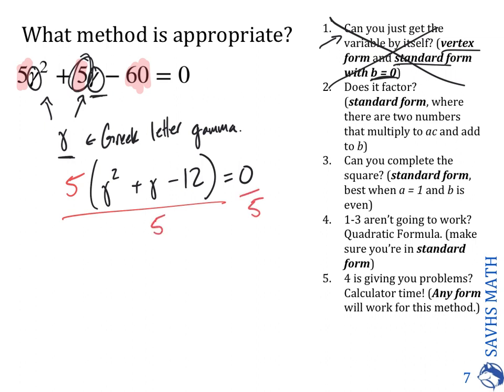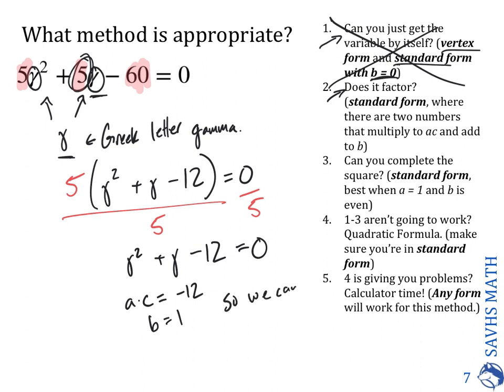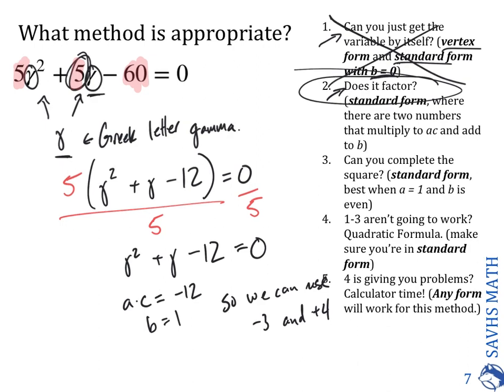And that allows me to say, okay, now what I have is gamma squared plus gamma minus 12 equals 0. Now this is a significantly easier problem, and I'm going to check for factoring now. So a times c is negative 12, b is 1, so we can use negative 3 and positive 4 for our factoring. So we got to option number 2, and we are at a spot where we can see that we have a factorable quadratic, so we're going to do that method.